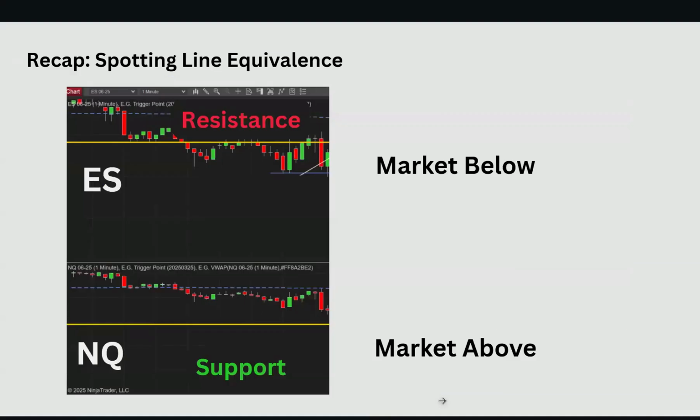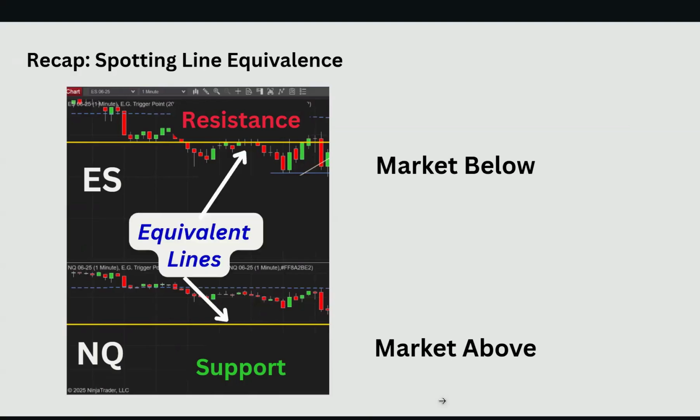On the contrary, this example shows you equivalent lines where the first line is resistance while the second line is support. Market below means this level is resistance, and market above means this level is support. These lines are still equivalent, but in this setup, they disagree. The two correlated assets disagree.